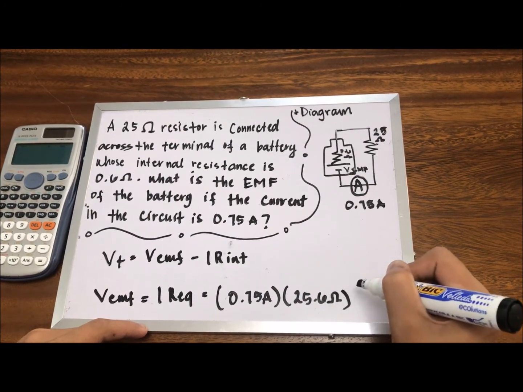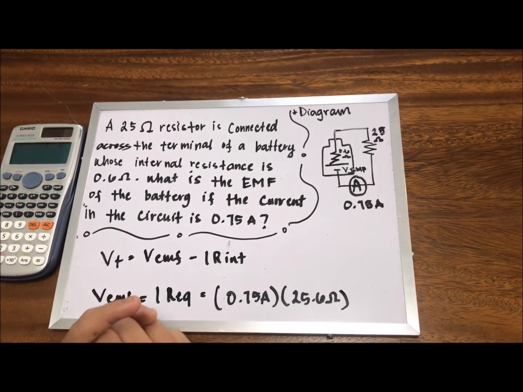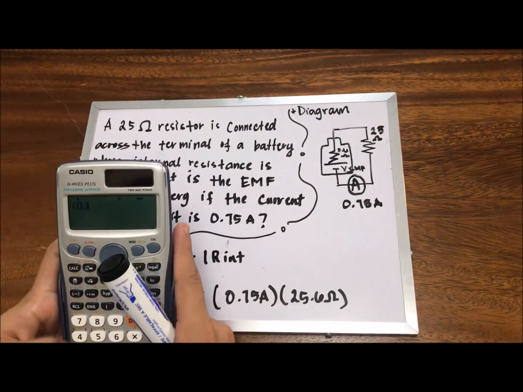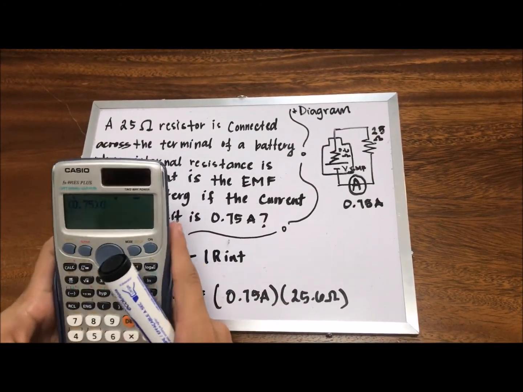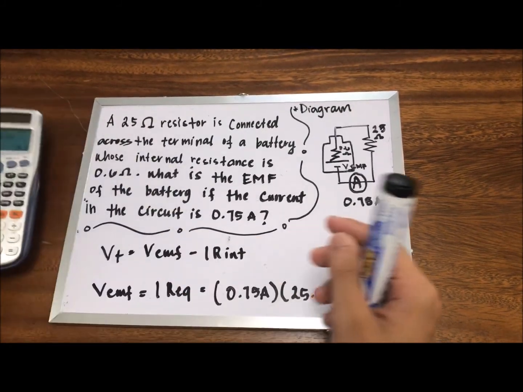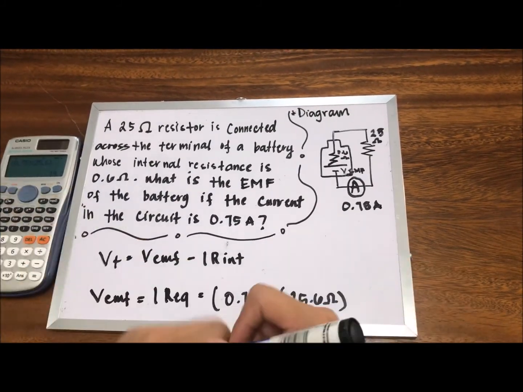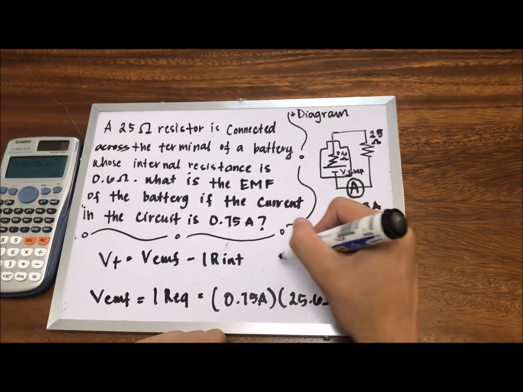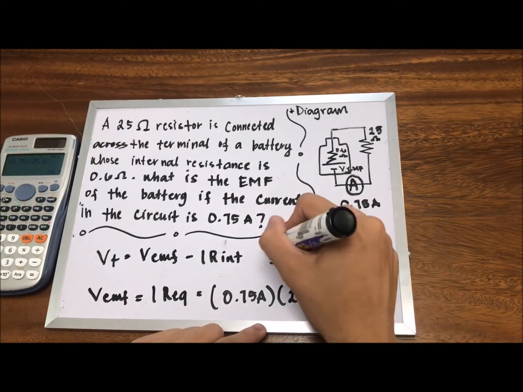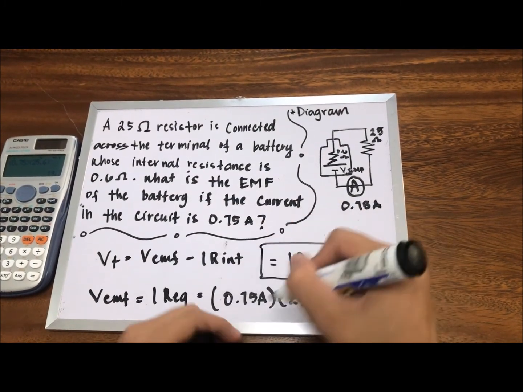Here we have the equation for terminal voltage. So 0.75 amperes times 25.6 ohms equals 19.2 volts, which is the final answer.